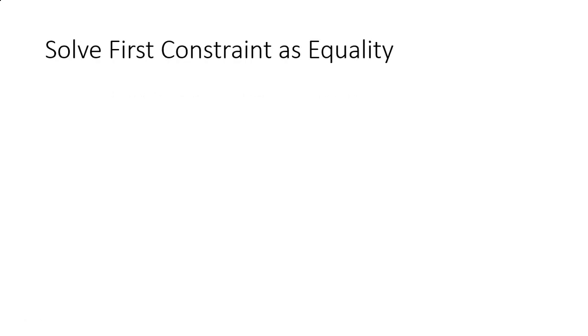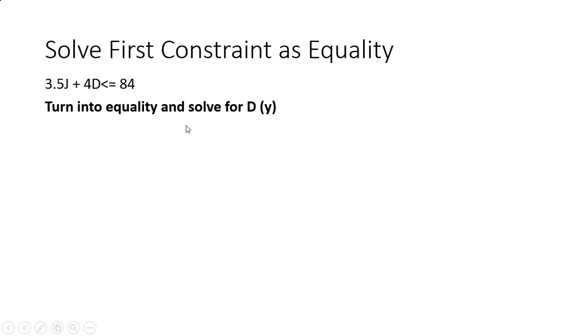The first thing we're going to do is solve the first constraint, but we're going to solve it as if it's an equality rather than an inequality. So our first constraint is 3.5J plus 4D is less than or equal to 84. I'm going to turn it into an equality, and then I'm going to try to solve for D because our equation is y equals mx plus b. So we want a y equals.